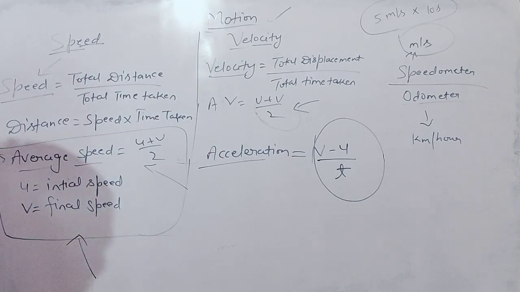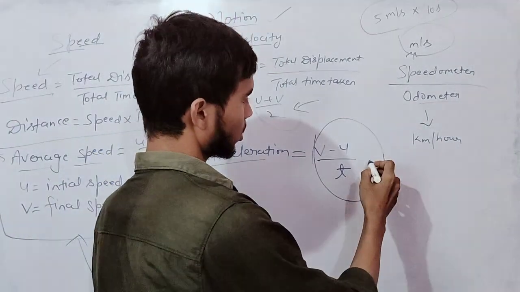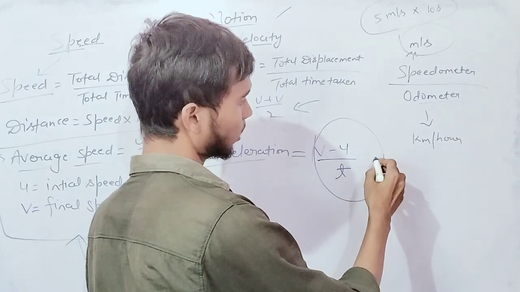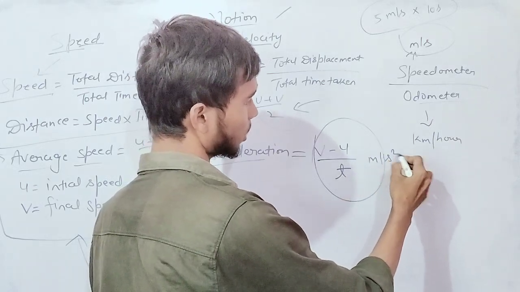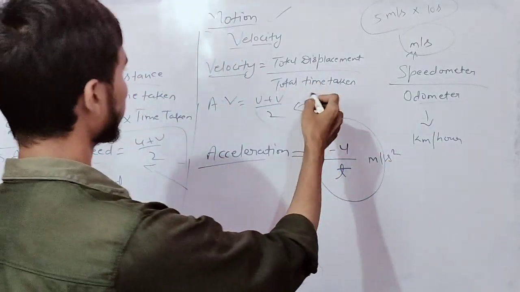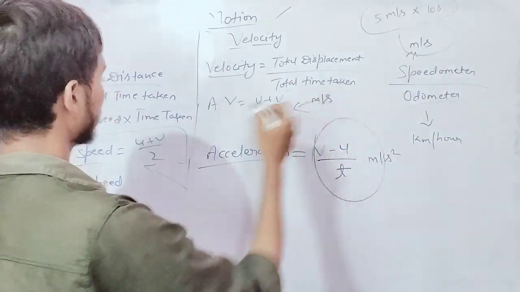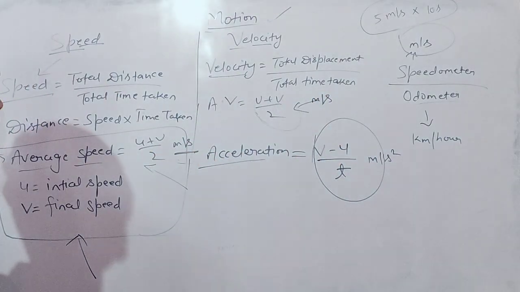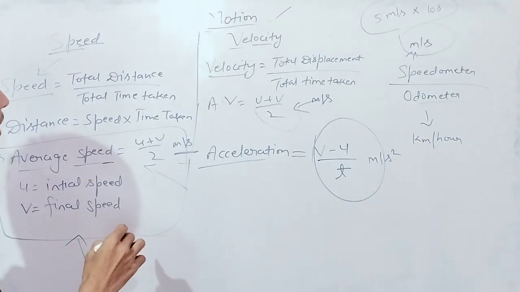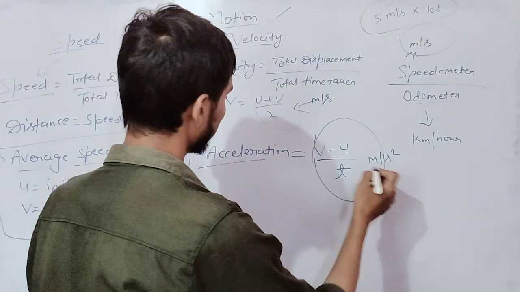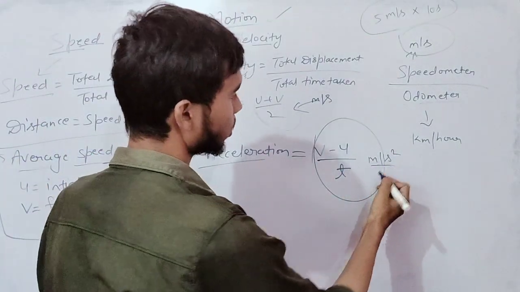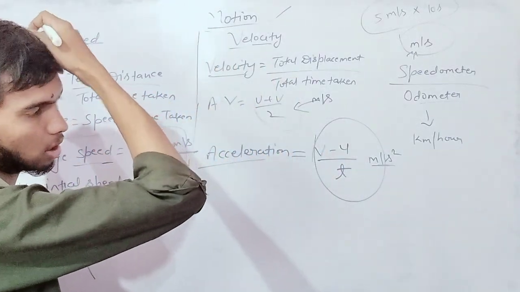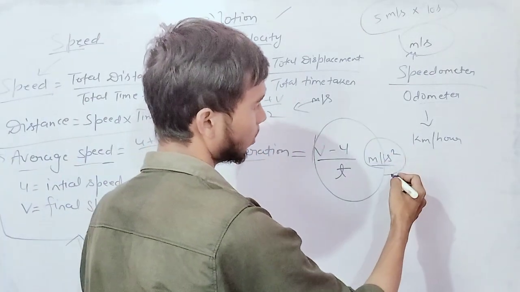Now here, for units, you will get meter per second, and here you will get meter per second. Here also meter per second, because here you are finding a speed, not kilometer. Here you are finding acceleration. So for acceleration you will get meter per second squared. What is the meaning of this?